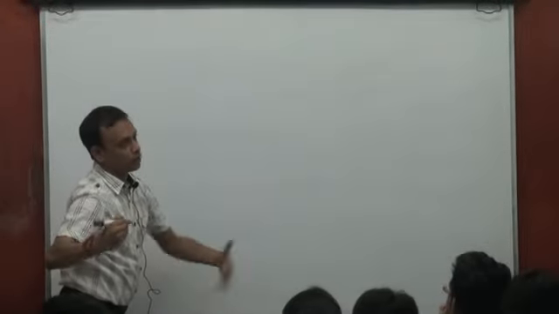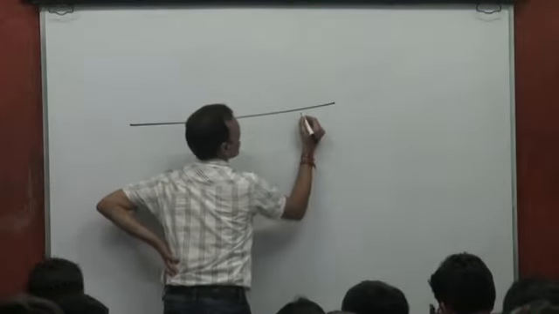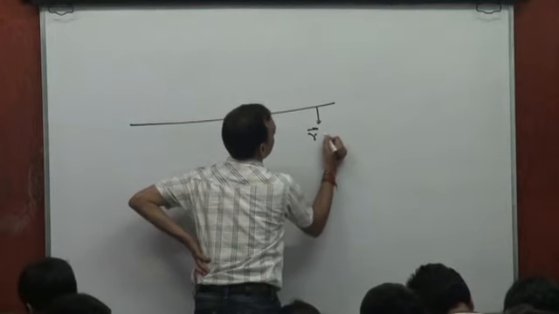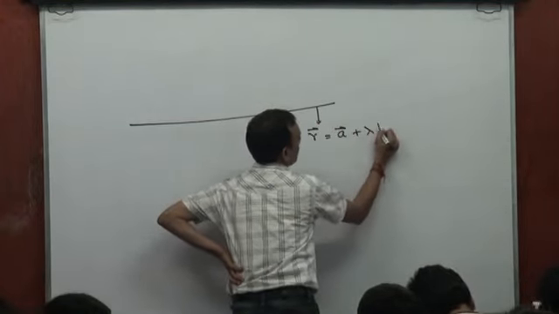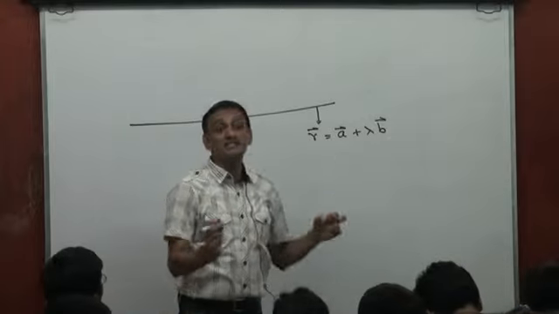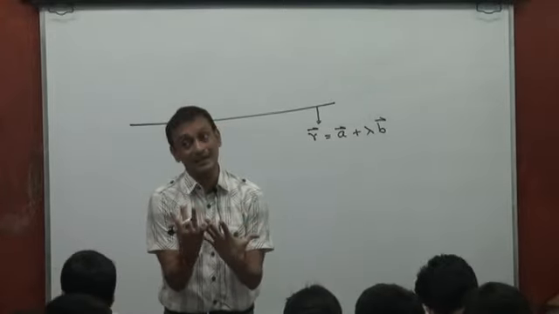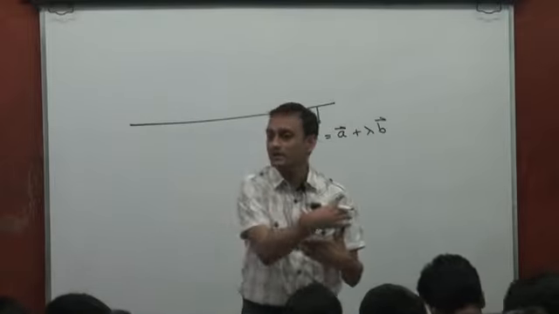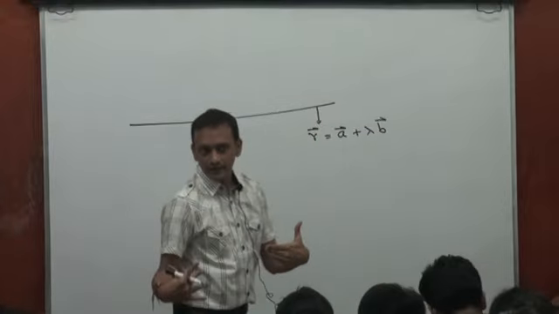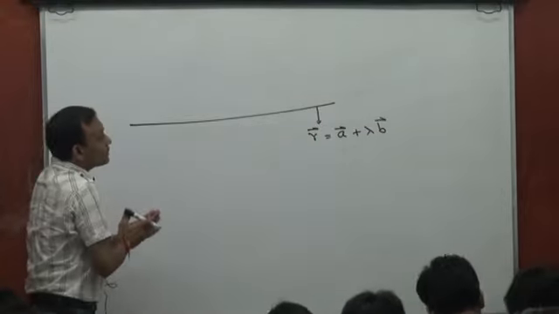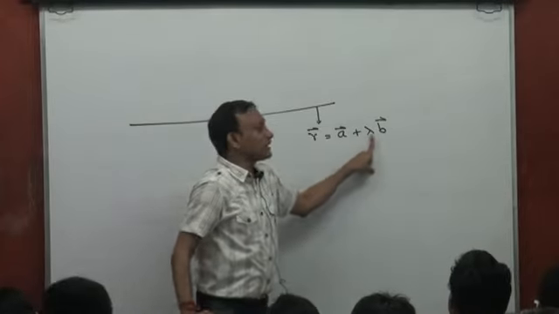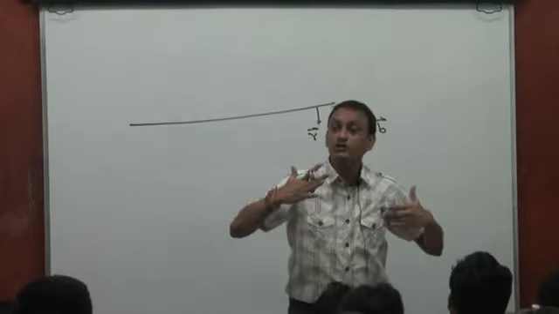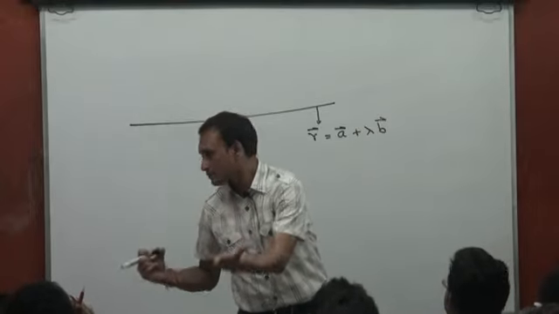Now, the same thing in vector format. Suppose you have a line whose equation is R equal to A plus lambda B. This is the vector equation of a line, where what is A? A is the position vector of a certain known point on the line. What is B? B is a vector parallel to the line, right? Lambda is a parameter. If you plug in various values of lambda, you will get position vectors of different points lying upon the line. Clear?